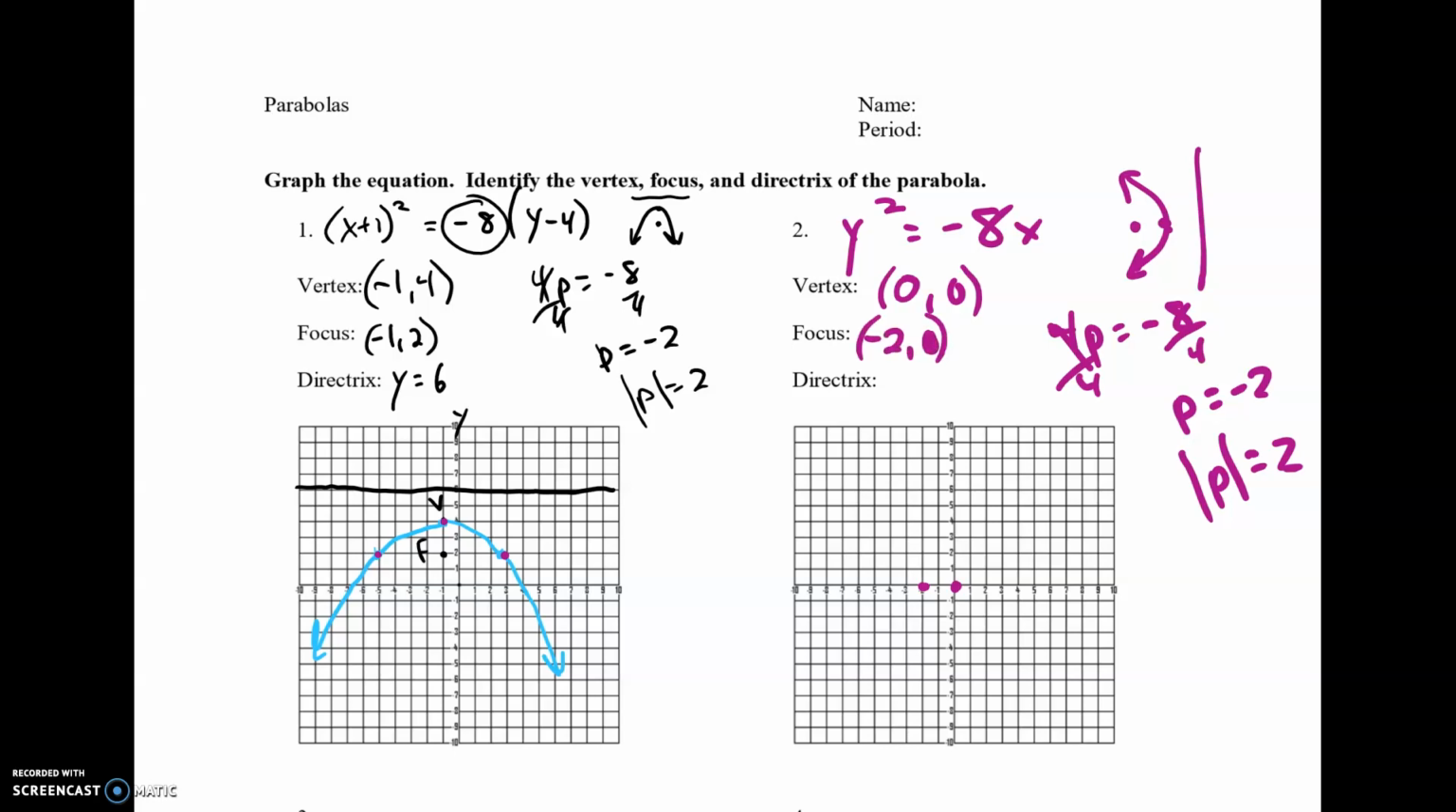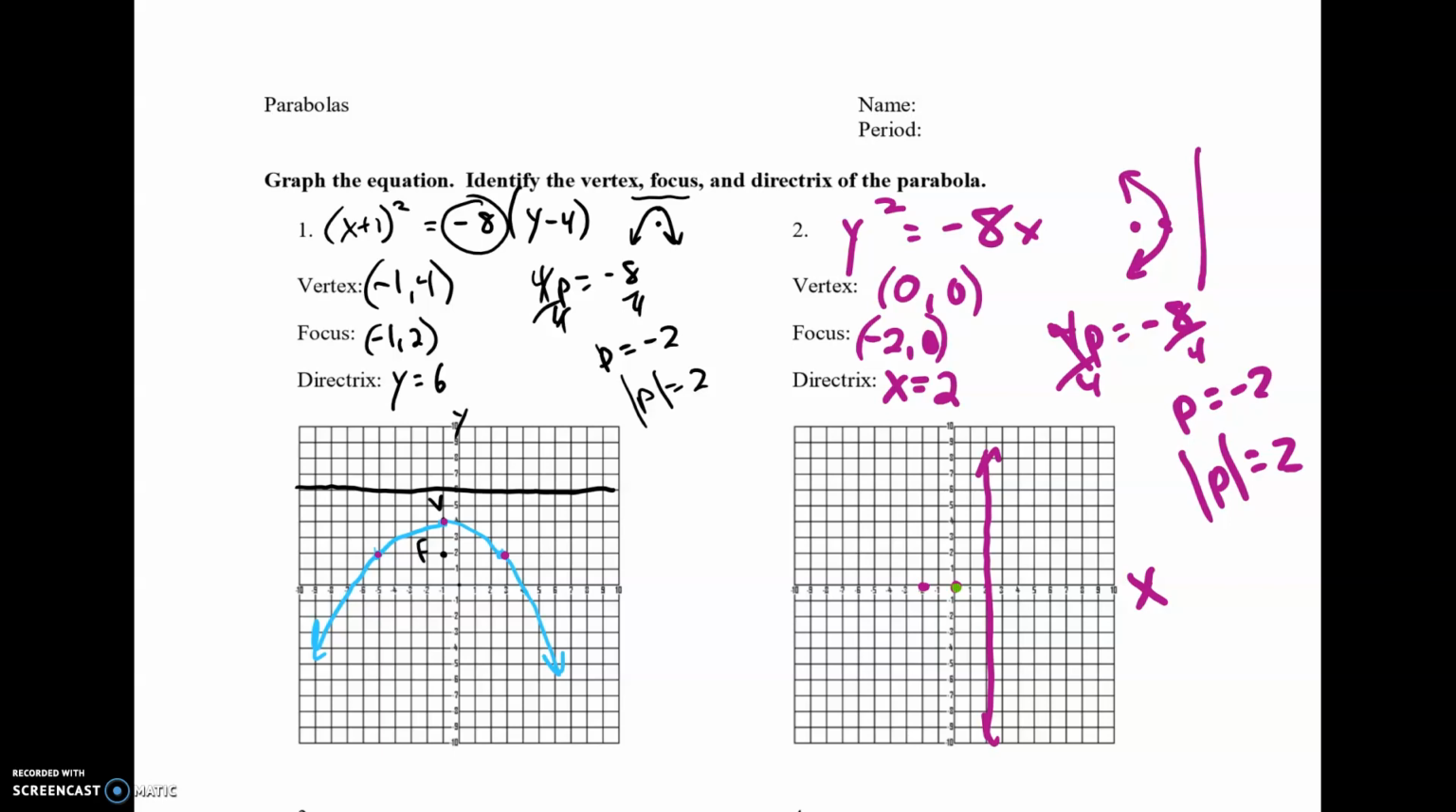And then we got the directrix. I go 2 this way, but don't put that as a point, or make sure it's a line. It's a vertical line. It goes through the x-axis, so I know it's the directrix. The equation is going to be x equals something, and here it's x equals 2. So now we need to graph it.